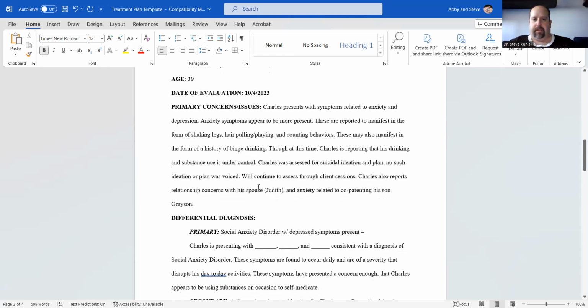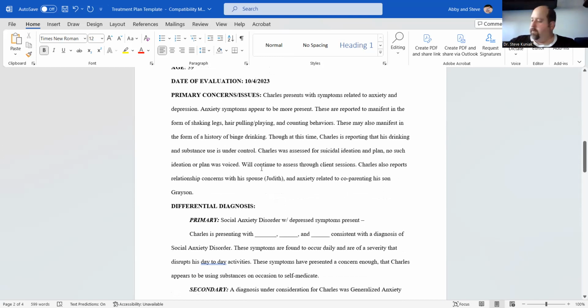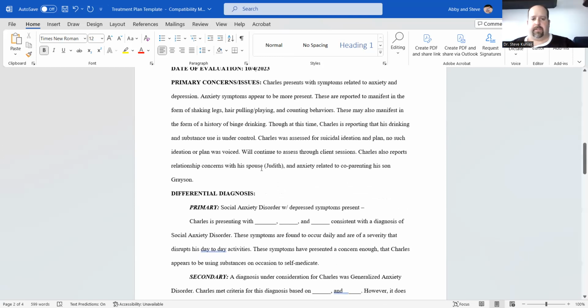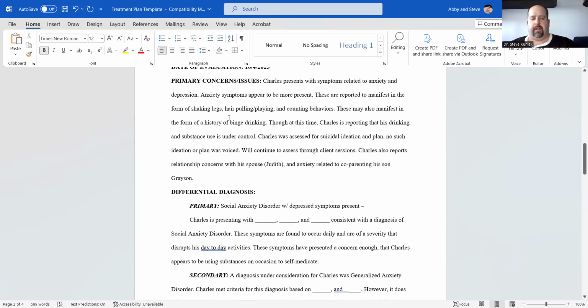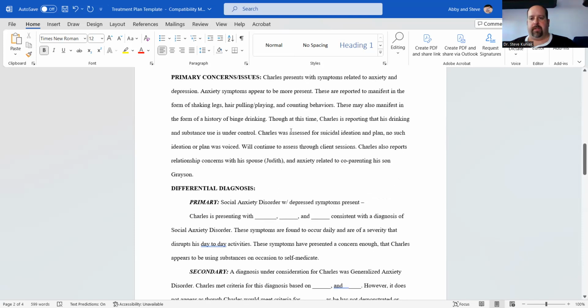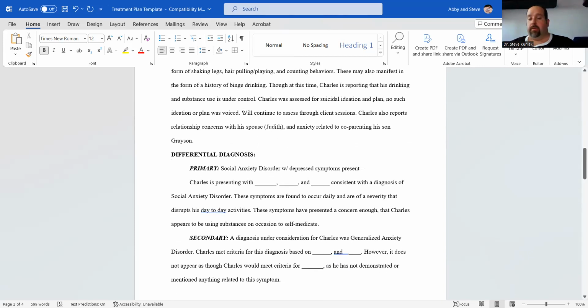Was assessed for suicidal ideation and plan. No such ideation or plan was voiced. We'll continue to assess through client sessions. Also reports relationship concerns with spouse and anxiety related to co-parenting and son Grayson. So in this case, you don't need to put everything, but this should be just a healthy paragraph snapshot of what's going on. Don't do a diagnosis here. You're going to do that in this section.